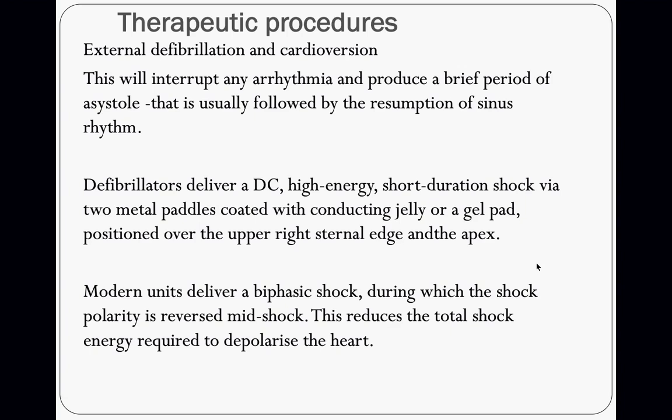Therapeutic procedure: external defibrillator and cardioversion. This will interrupt the arrhythmia and produce a brief period of asystole that is usually followed by resumption of sinus rhythm. The defibrillator delivers a DC, high energy, direct current, short duration shock via two metal paddles coated with conductive jelly, or gel pads positioned over the upper right sternal edge and the apex. Modern units deliver a biphasic shock, during which the shock polarity is reversed midway. This produces the total shock energy required to depolarize the heart.